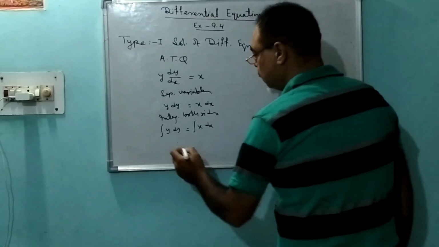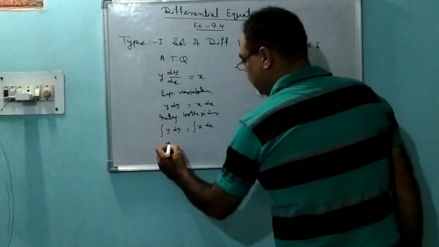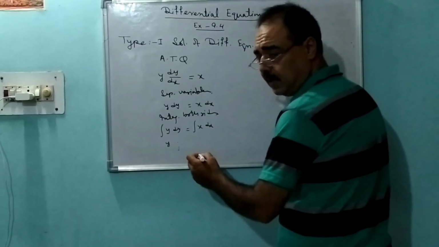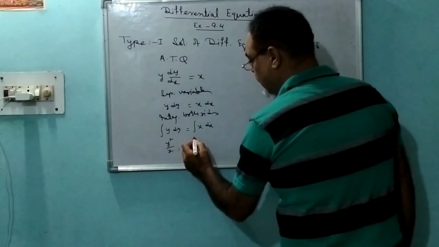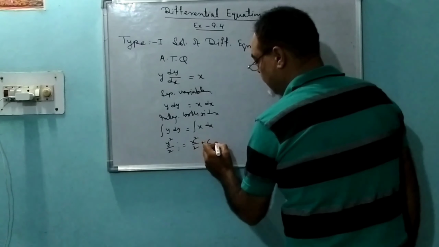So it becomes y dy is equal to x dx. Is that clear? So the integration of x raised to power n is x raised to power n plus 1 upon n plus 1. So it becomes y square upon 2 equals x square upon 2 plus c.